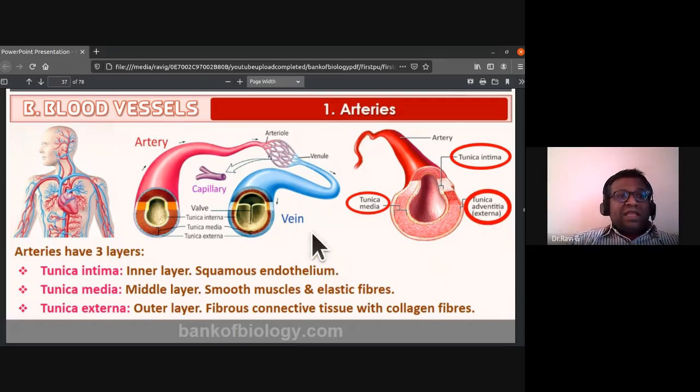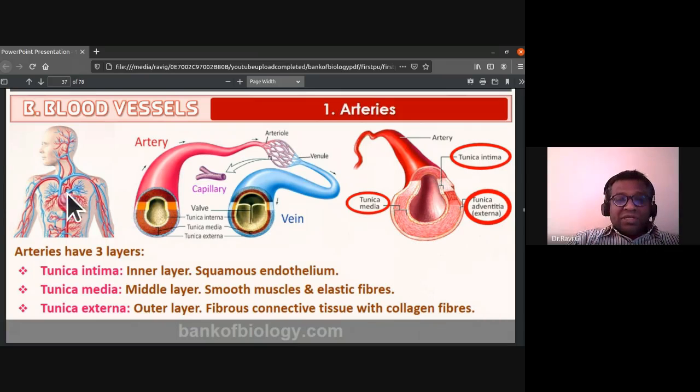So from the inner side, the arteries are made up of three layers. The first layer is the tunica intima, made up of squamous endothelium. Then the tunica media, the middle layer, made up of smooth muscles and elastic layers. Then the tunica externa or adventitia, made up of fibrous connective tissue with collagen fibers. This is what you can notice in the section of this artery.